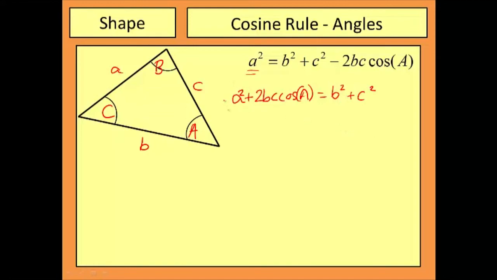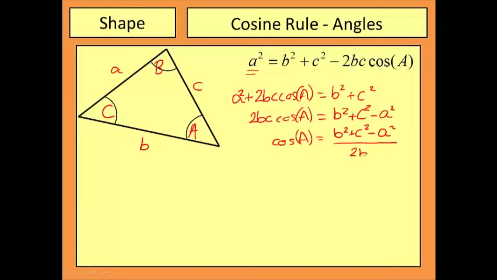Now I'm going to remove this a squared by subtracting it from both sides to give me 2bc cos A equals b squared plus c squared minus a squared. My final step is to divide through by 2bc, giving me cosine of the angle is equal to b squared plus c squared minus a squared, all divided by 2bc. And it's this version of the formula that we're going to be interested in using in this video. So let's take a look at an example.